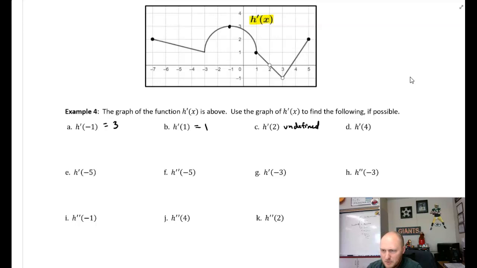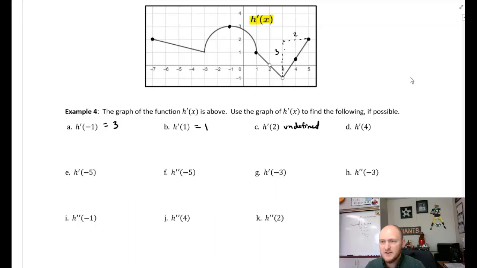What is h prime of 4? Where are we at? Right here. That looks like 1 or 0.5. Looks like it. But I'm going to be smart. I know that's a straight line, and the slope of this line, if I calculate it, looks like we're rising 3 and running 2. So 3 over 2.